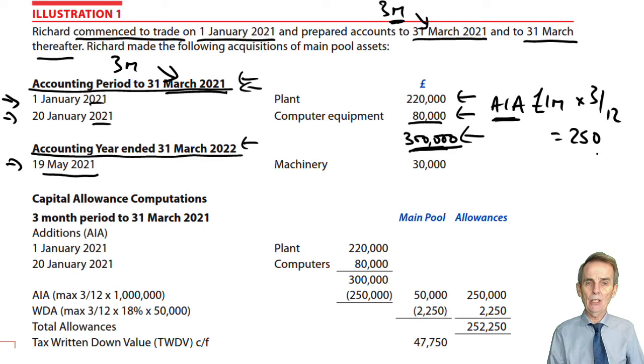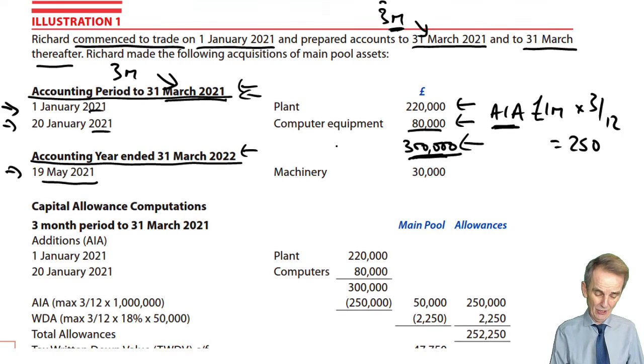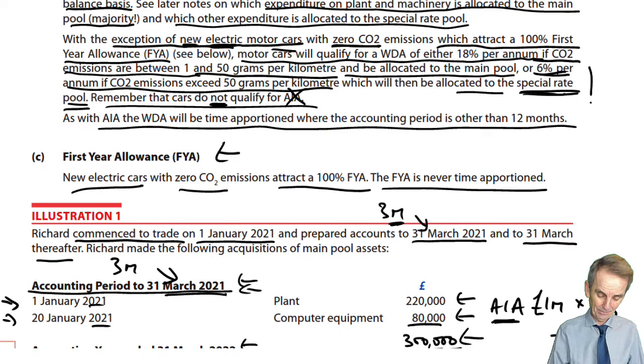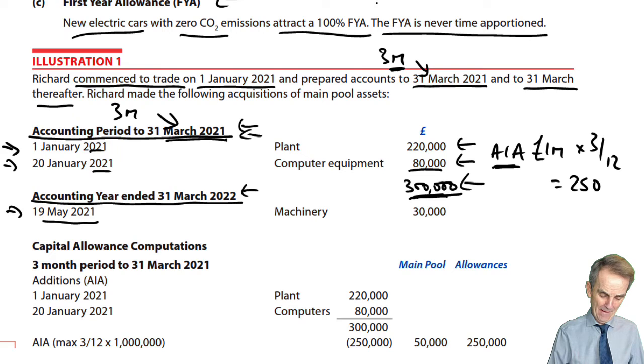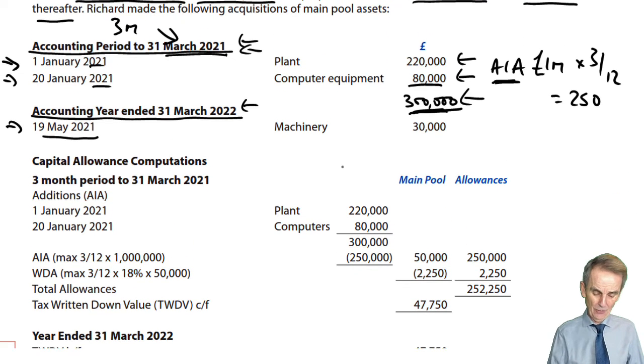Well, 18% is for main pool expenditure, and all of your standard items of plant and machinery here are going to be main pool items. Again, what goes into the special rate pool, other than the higher CO2 emission cars that we've already mentioned back here? That's the only thing we know at the moment that goes to the special rate pool. But the vast majority of stuff will go to main pool. That will be the case here.